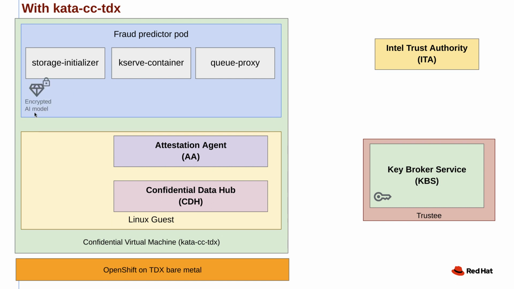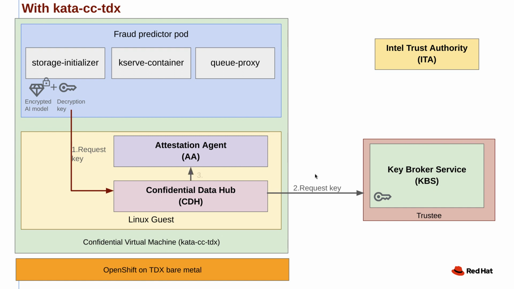Okay, so now let's get back to the storage initializer in the fraud predictor pod. It downloads the encrypted AI model from the storage, and next it needs to get a decryption key. This key is from the KBS secret, and the container requests the key through the CDH REST API, and the CDH sends the request to the KBS. However, the KBS will release the key to the CDH only after it gets the attestation token.